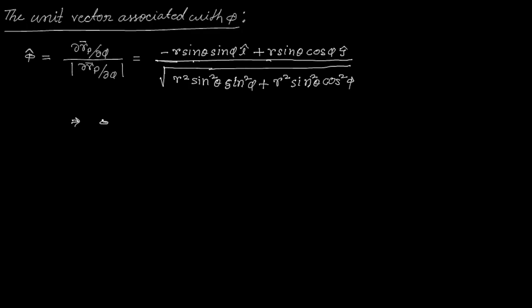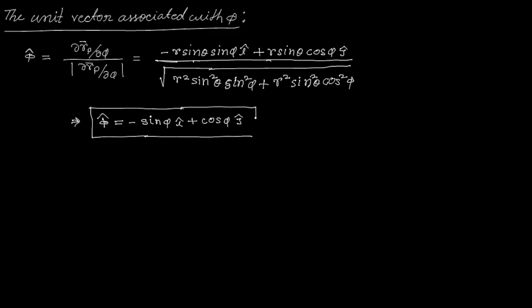So finally what will be the value of phi cap? Phi cap will be minus sine phi i cap plus cos phi j cap. So these are the 3 unit vectors associated with 3 variables.